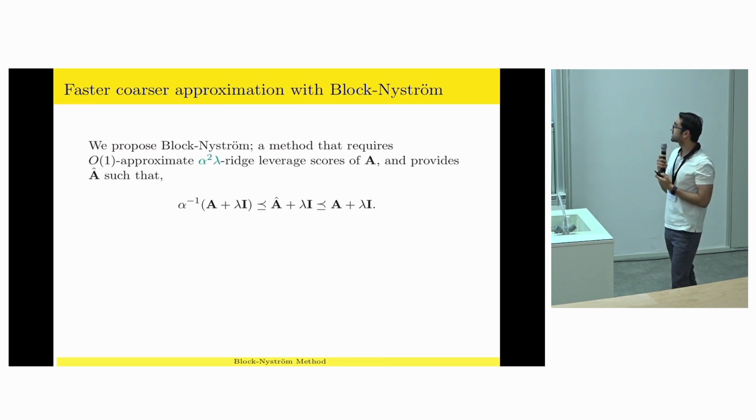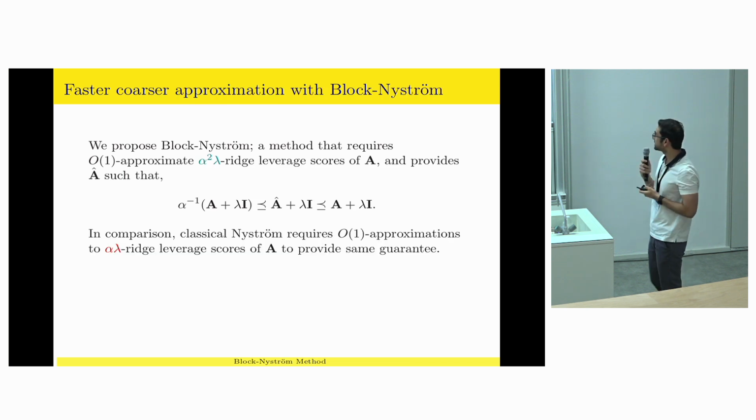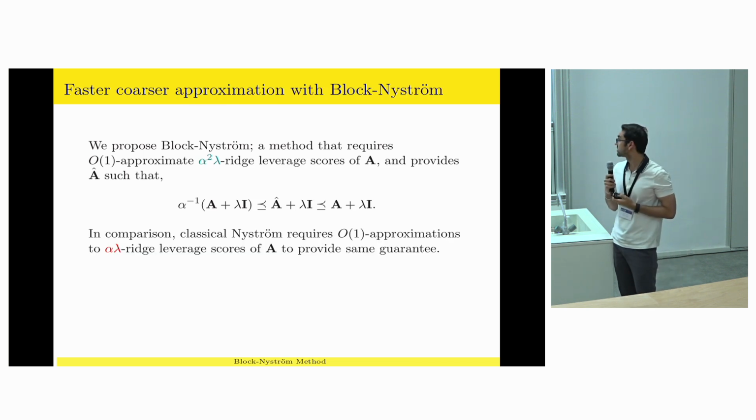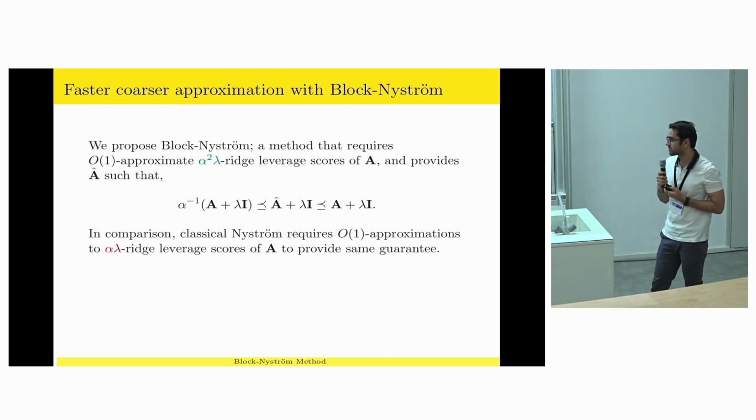Well, how does it compare with the classical Nystrom? In comparison, the same guarantee with Nystrom would require alpha times lambda ridge leverage scores of A. So you can see there is a difference by a factor of alpha. But what does it mean? How does it translate to the actual cost of the algorithm?